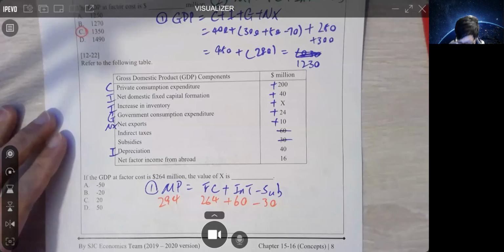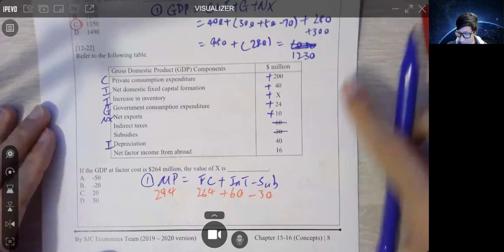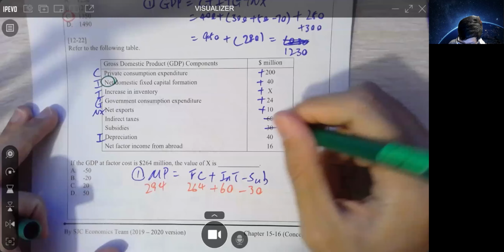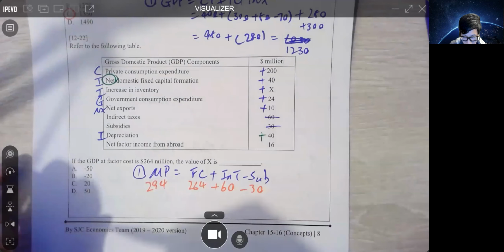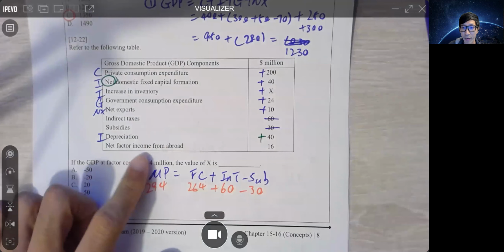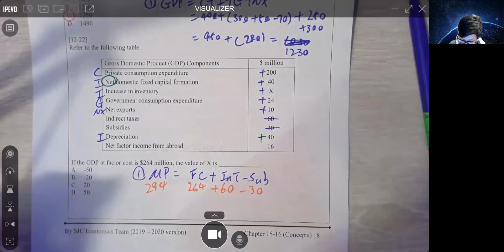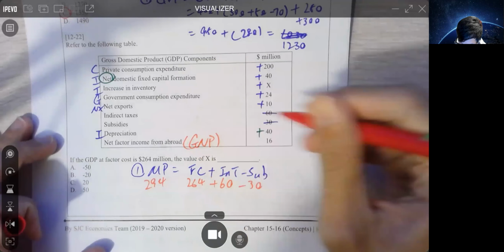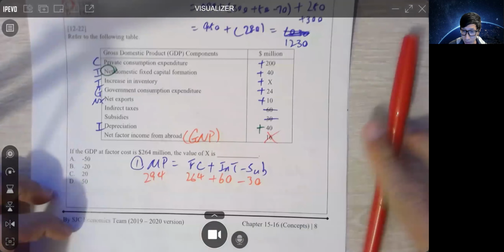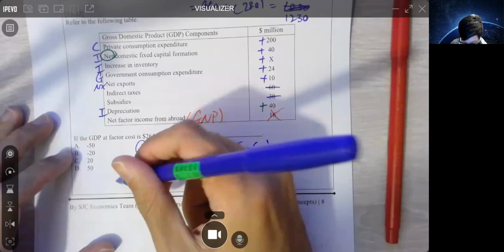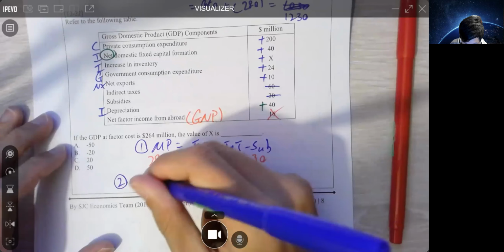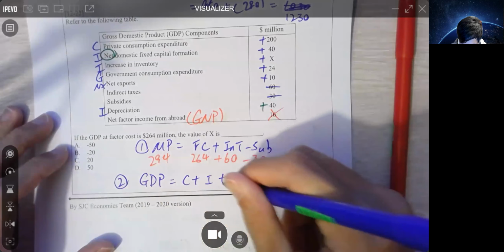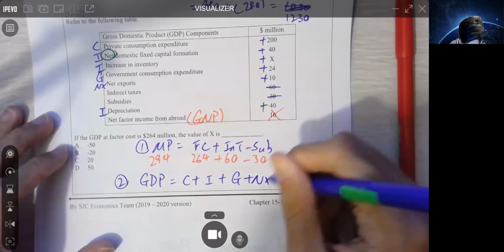Again, right? Do we add in this 40? Remember, this is net domestic fixed capital formation. Therefore, we add in the 40. Finally, net factor income from abroad. When do we use it? We use it for GNP, which is not in our case. So, second formula, our GDP equals C plus I plus G plus NX.